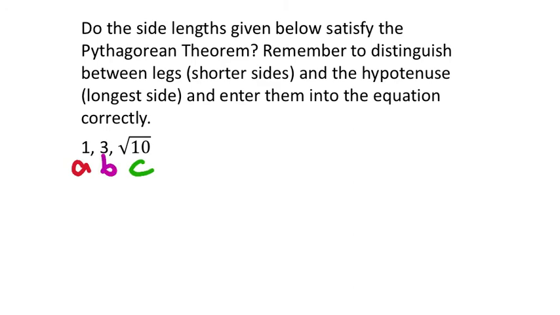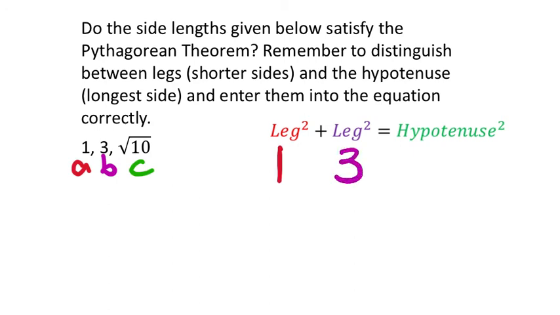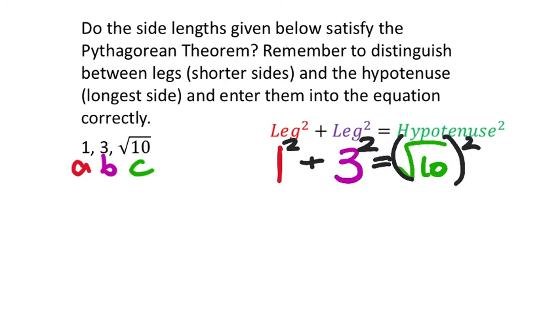But our Pythagorean theorem: leg to the power of 2 plus leg to the power of 2 equals the hypotenuse to the power of 2. Okay, so the one leg is 1, the other leg is 3, and then the hypotenuse is the square root of 10. So let's square the two legs, add them together, and maybe it will equal the hypotenuse to the power of 2. I'm just going to put that in parentheses, just so we get used to that for now.